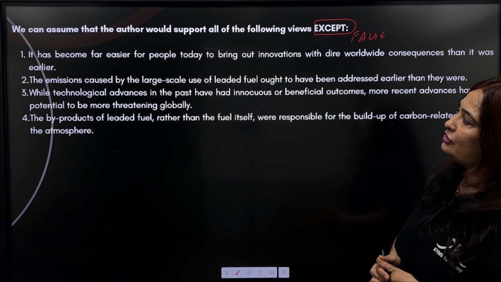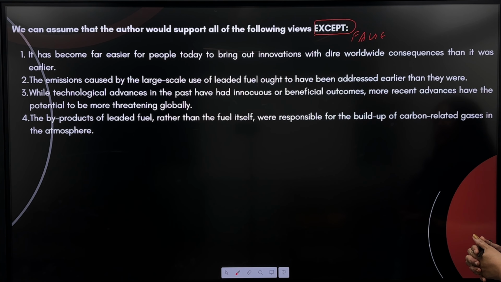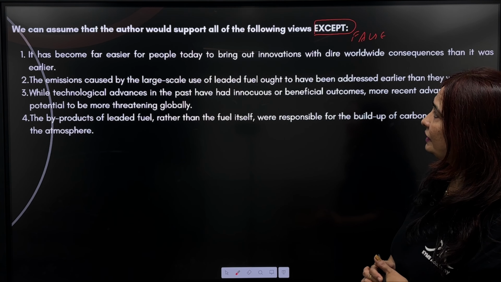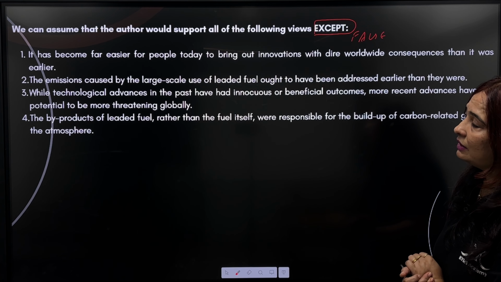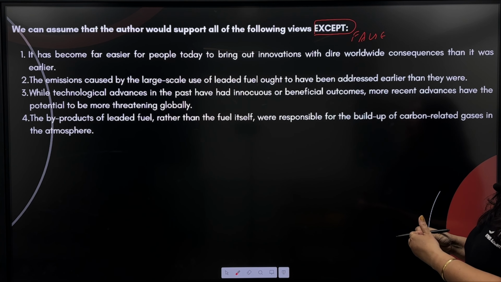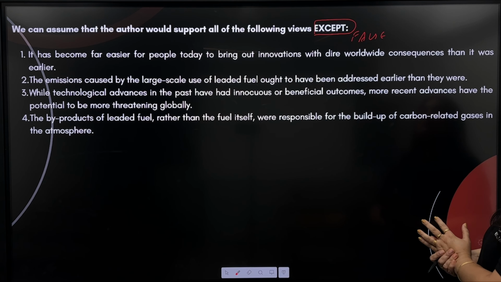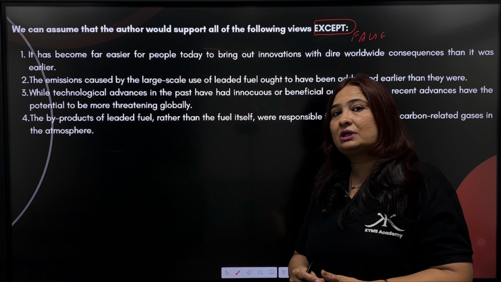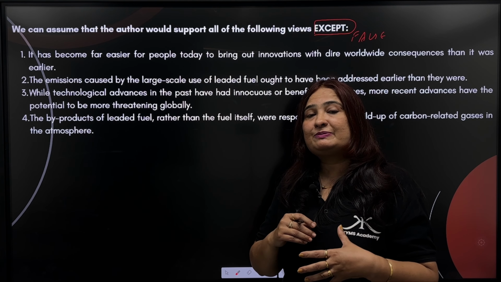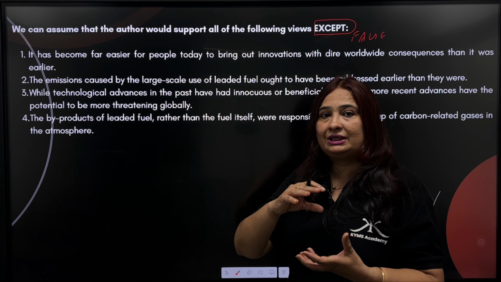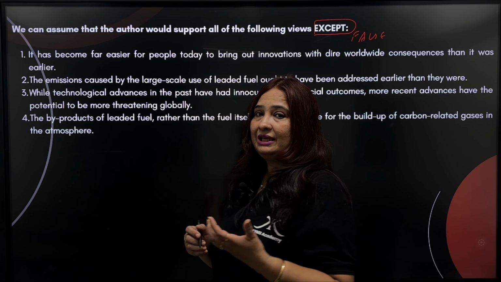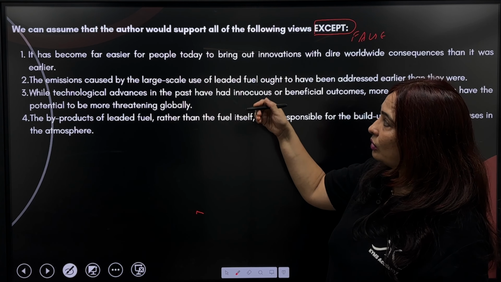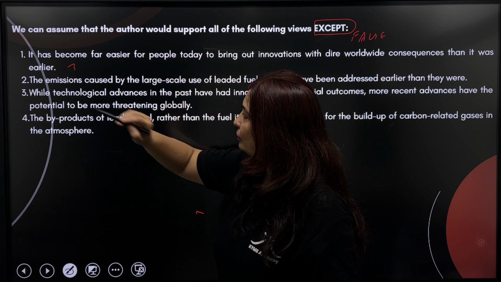It has become far easier for people today to bring out innovations with dire worldwide consequences than it was earlier. ओके तो डेफिनेटली इसको हम सपोर्ट कर सकते हैं, क्योंकि अभी भी बहुत ज़्यादा इनोवेशंस होंगे और उसके अनइंटेंडेड कॉन्सिक्वेंसेज जितने पहले थे उससे कहीं ज़्यादा अभी भी हो सकते हैं, because this we have seen in the last paragraph where the author is saying that these three things are working as forerunner. Which three things? Leaded fuel, freon and CFCs. So yes, this is something that the author would support. So this is going to be true.